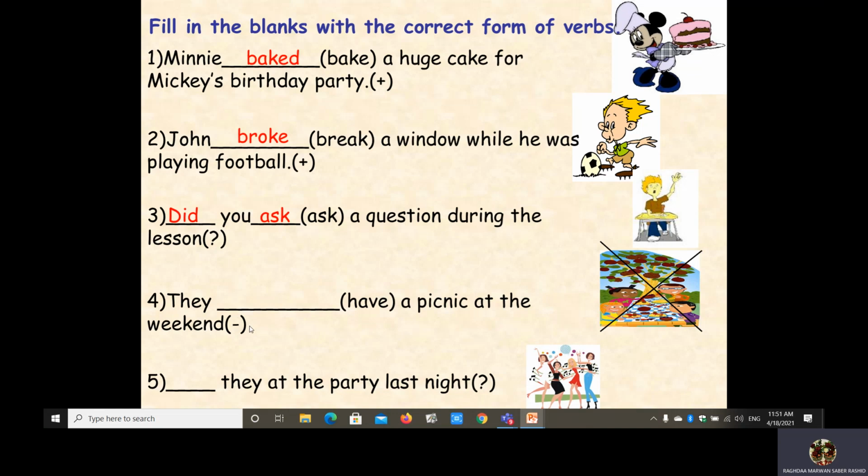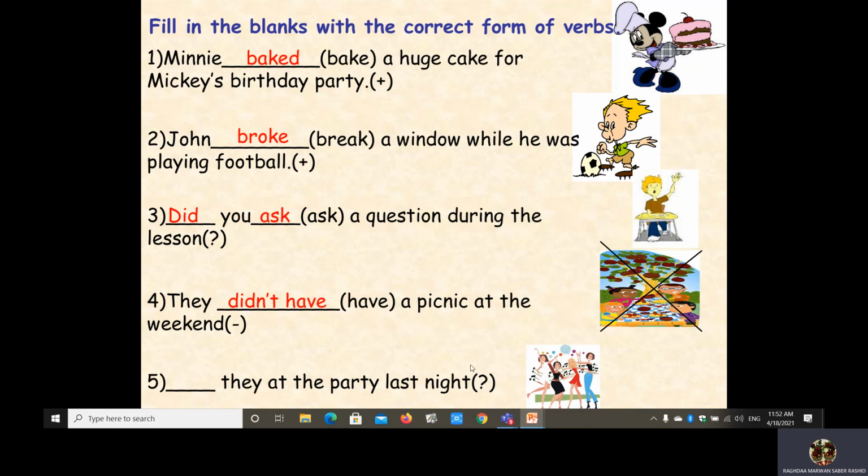Now he wants you to make a negative sentence in the past and the verb have. So what will you say? The past of have, had. But if you want to make it negative, we just add didn't before the infinitive have. So they didn't have a picnic at the weekend. If it is affirmative, we say they had a picnic at the weekend. If it is negative, they didn't have a picnic at the weekend.